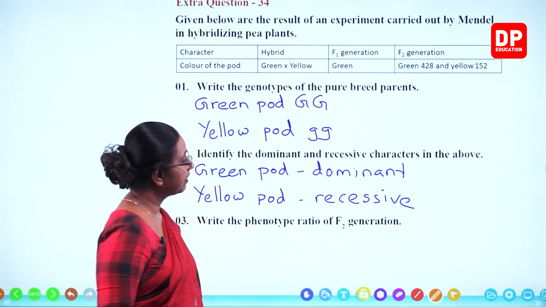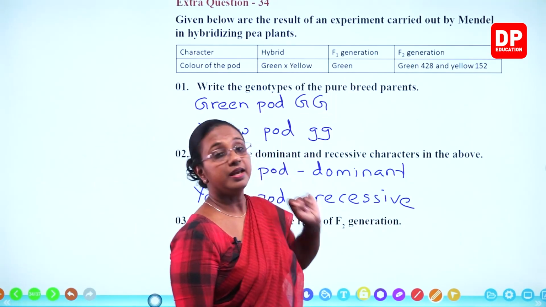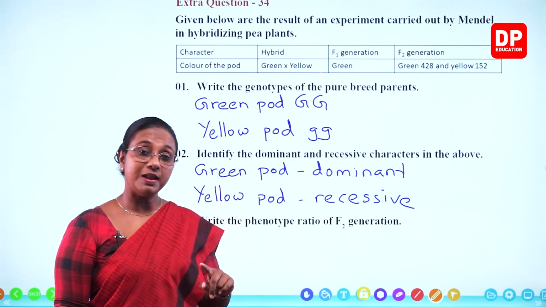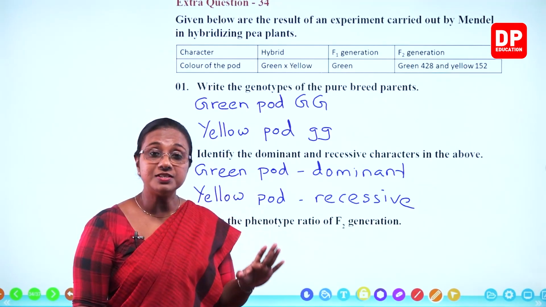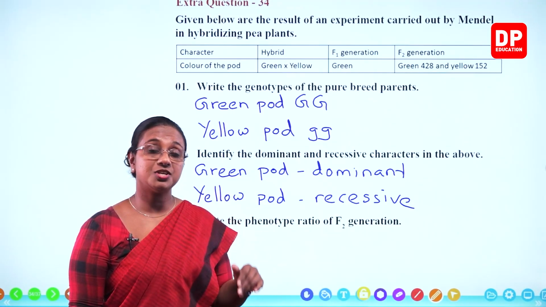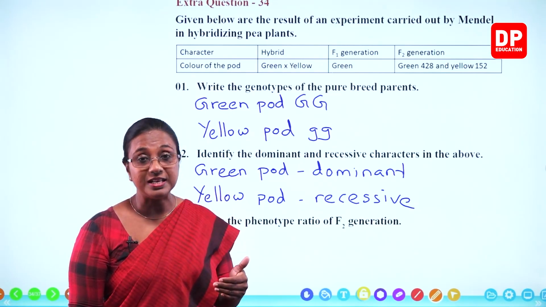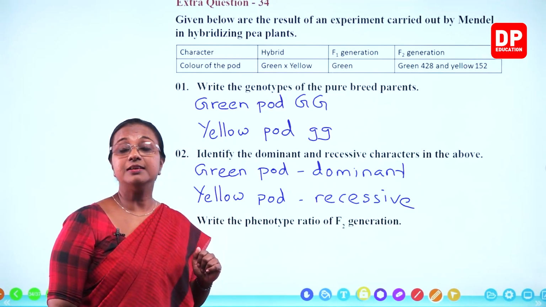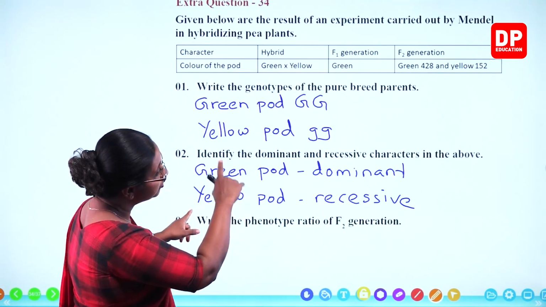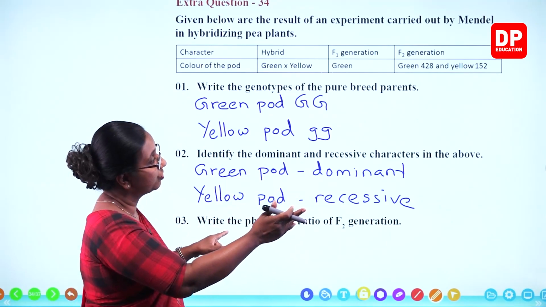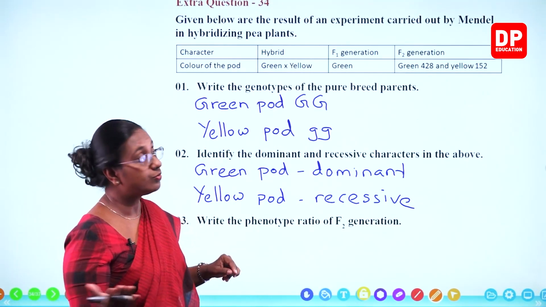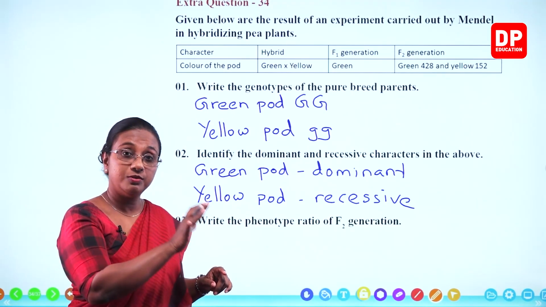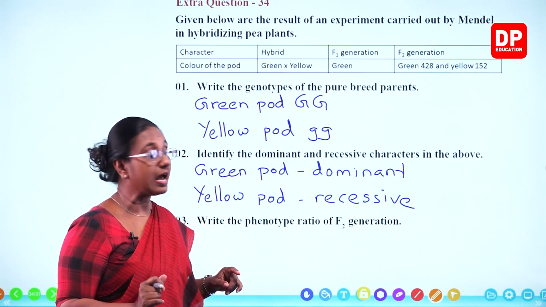How did we identify that? From the F1 generation. In a Mendel's monohybrid cross of purebred plants, the first generation, the F1 generation, always consists of the dominant character. So, green is the dominant character. Then yellow pod is the recessive character. And also in the F2 generation, you can see the ratio. Green is to yellow has to be 3:1. 428 is to 152. So, you can see green is higher in number.